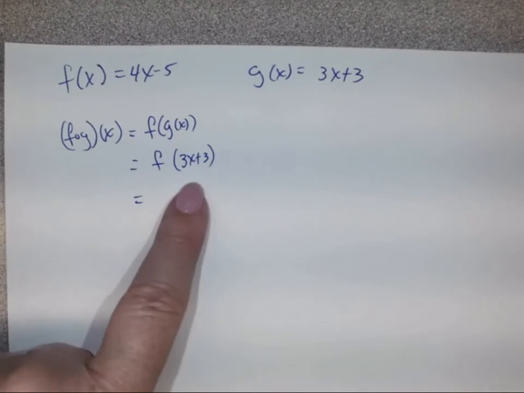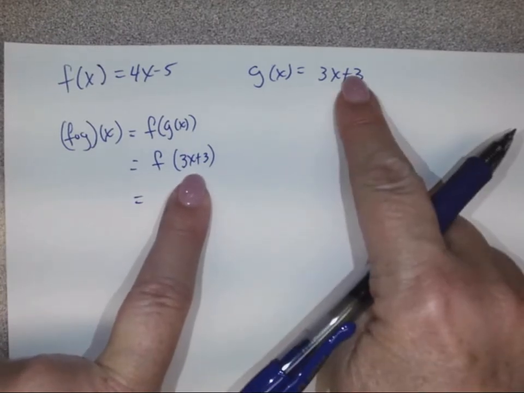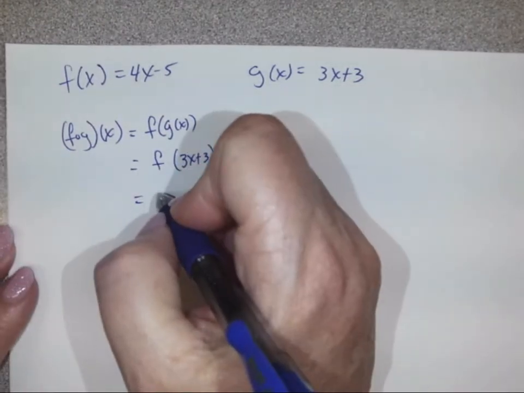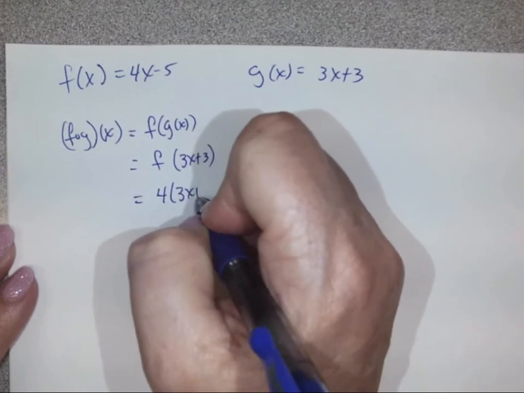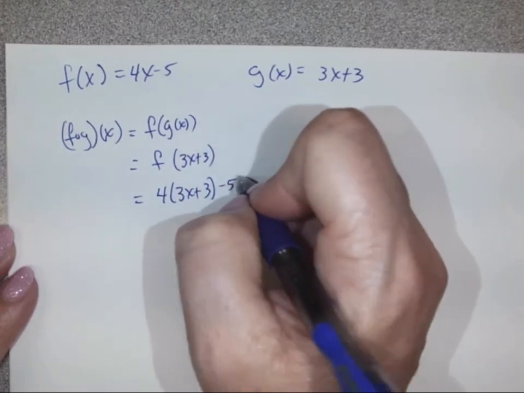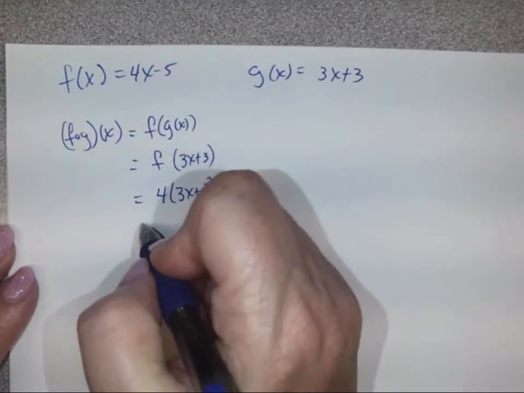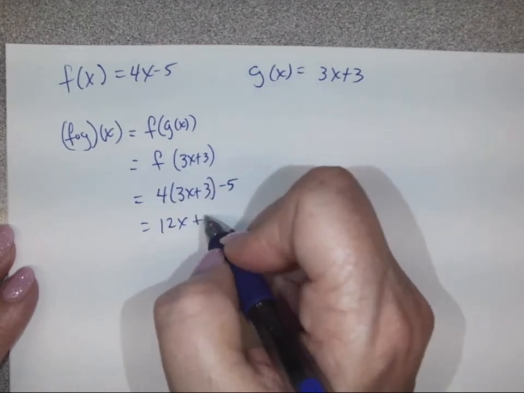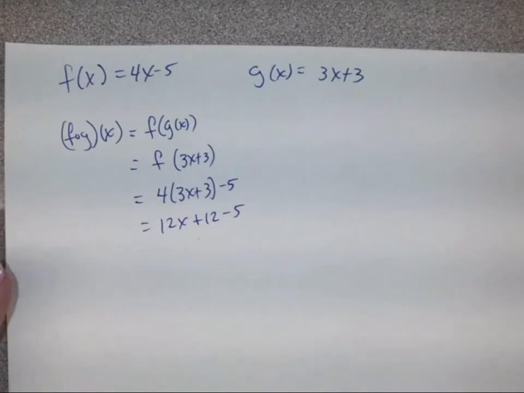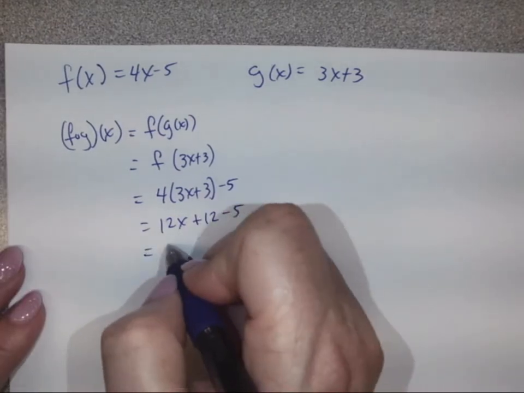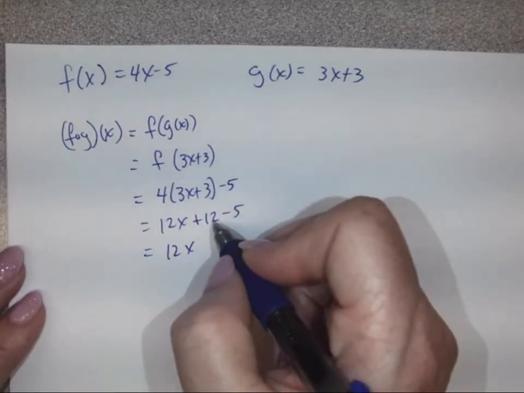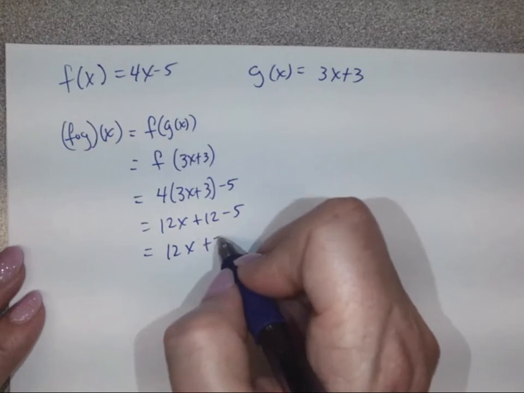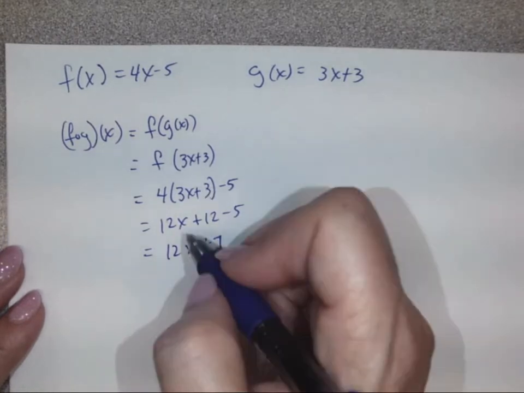So that means wherever x is, we're going to plug in that g function. So we'll have 4 times 3x plus 3 minus the 5. So 4 times 3x will be 12x. 4 times 3 will be 12 minus 5. Combining our like terms, we'll end up with 12x. 12 minus 5 will be 7. So 12x plus 7.